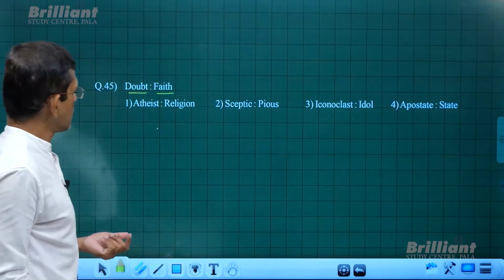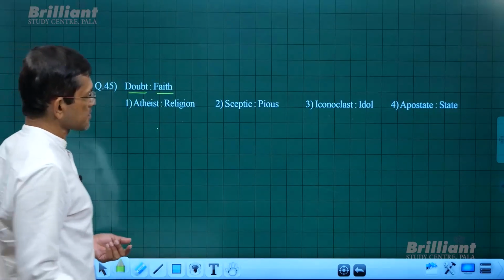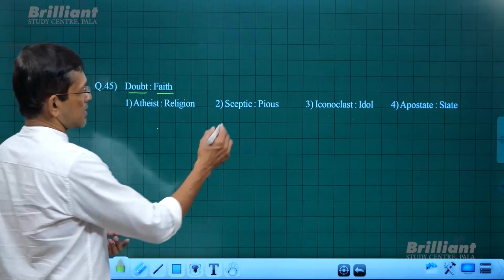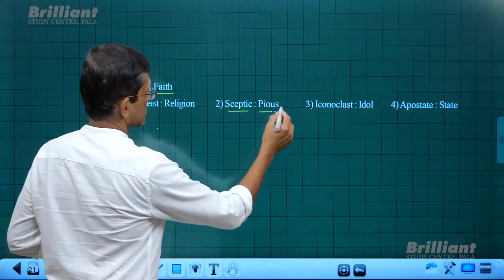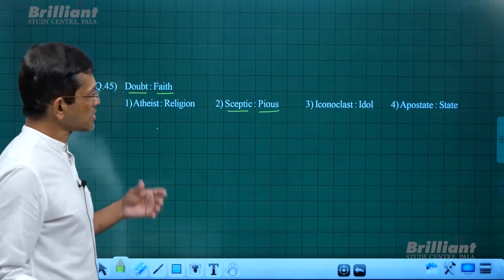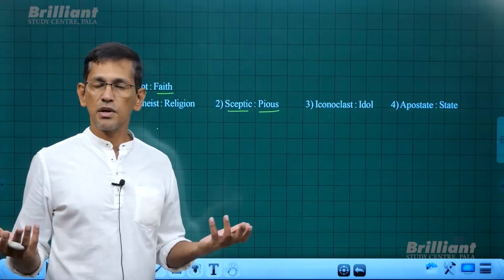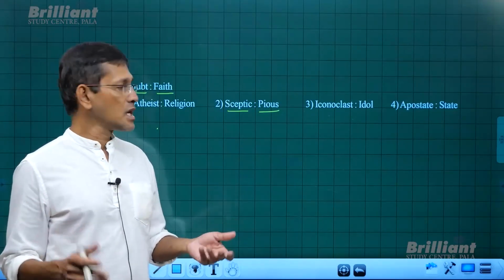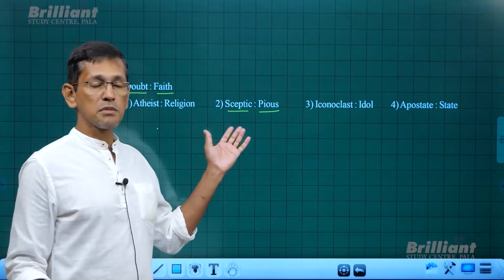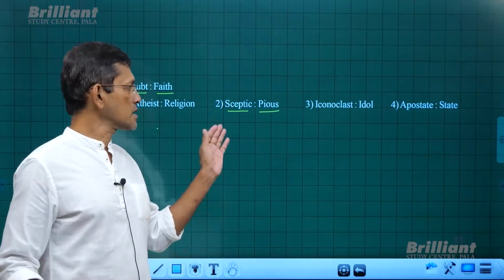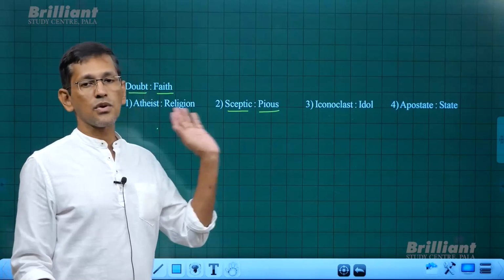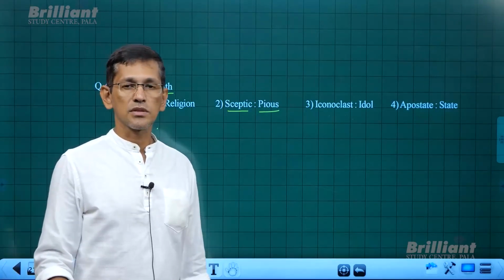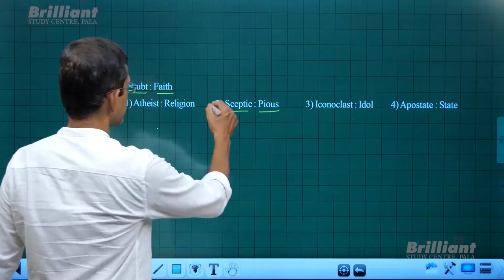So actually, when you look at it this way, the best answer is here, skeptic and pious. The pious is somebody who's kind of worshipping something, right? So especially gods and those kinds of things. And the person who is a skeptic may not do that. So skeptic and pious, that's totally different. I mean, the meaning is totally different. So that's the answer.